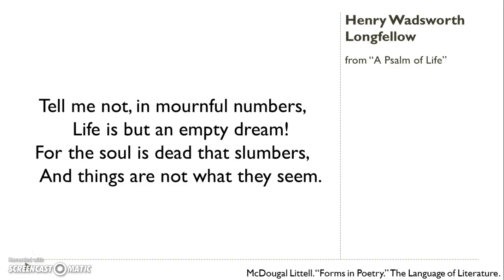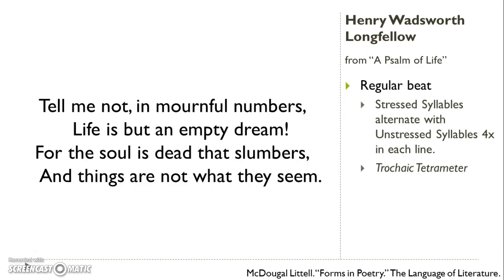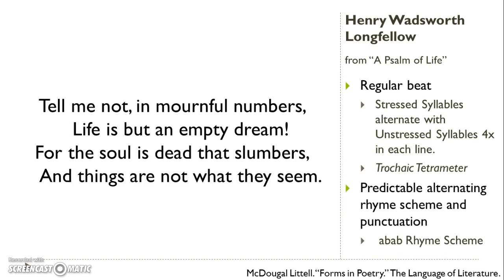You can hear the regular beat of the poem even without scanning its meter. Numbers, slumbers, dream, seem. Stressed syllables alternate with unstressed syllables four times in each line: stressed, unstressed, stressed, unstressed, stressed, unstressed, stressed, unstressed on each of those lines. The metrical pattern is called trochaic tetrameter. And if you need more help on those different forms, you can research those further. There's plenty of research and resources online.